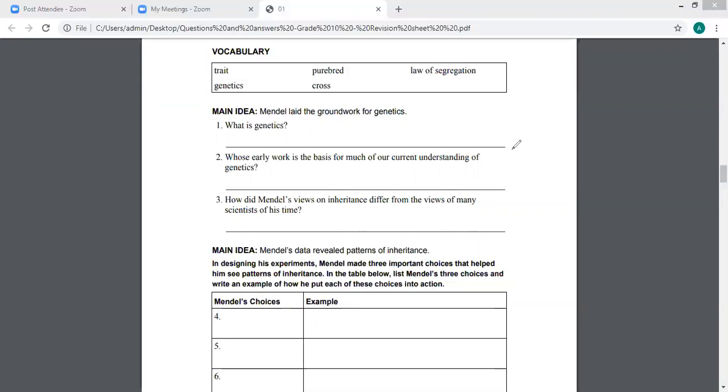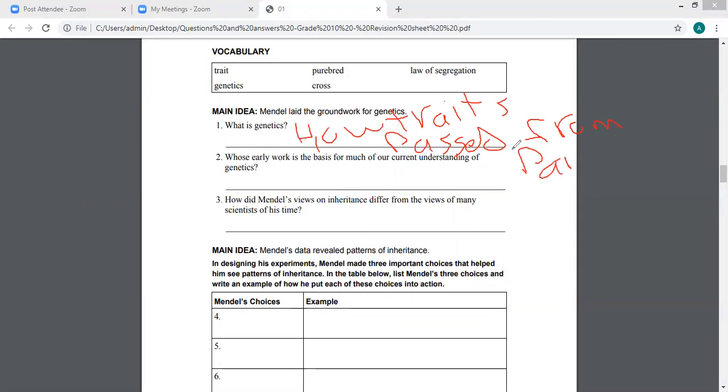Genetics studies how traits are inherited, or passed from parents to their offspring.